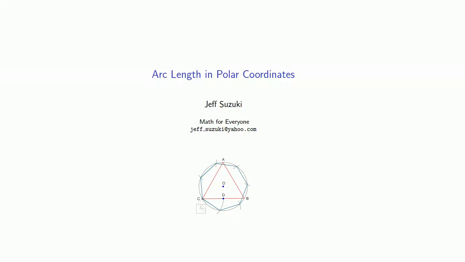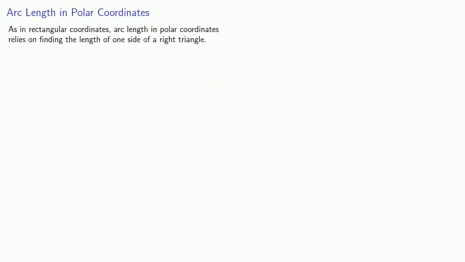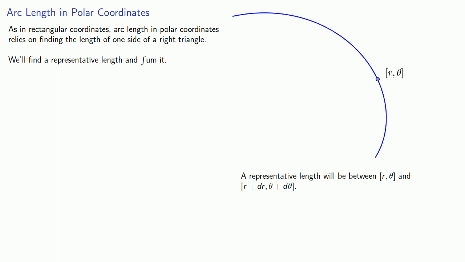We can also use integration to find the length of an arc given in polar coordinates. As in rectangular coordinates, arc length in polar coordinates relies on finding the length of one side of a right triangle, and so we'll find a representative length and sum it. So we might find our representative length between a point (r, theta) and a nearby point (r plus dr, theta plus d theta).